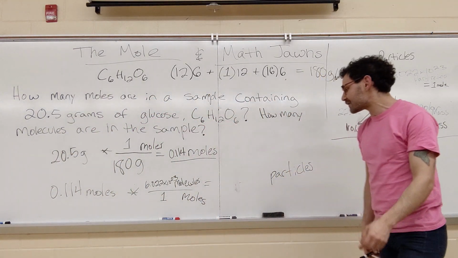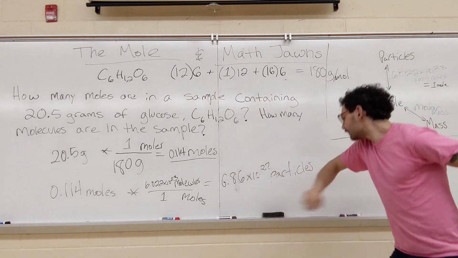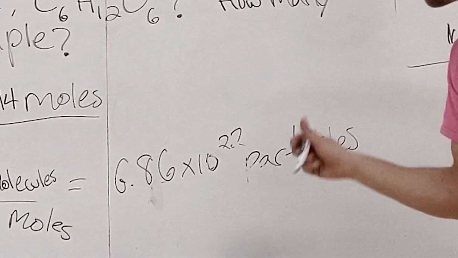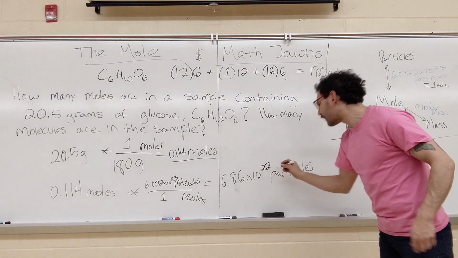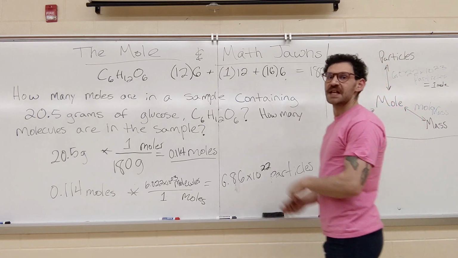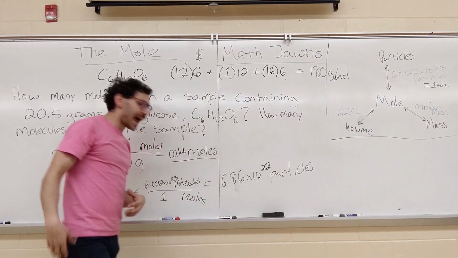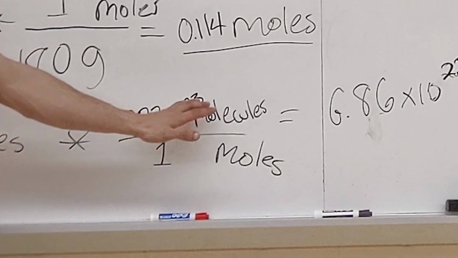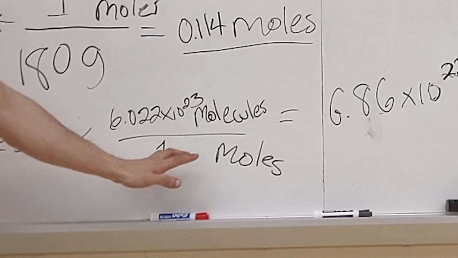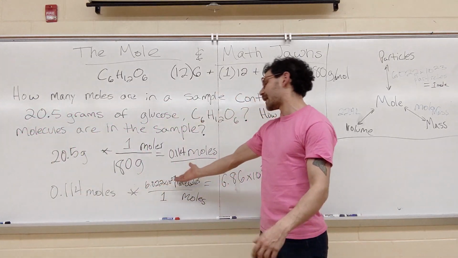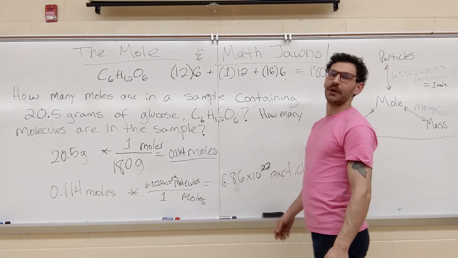Let's see, can a magical math fairy help me out? Thank you. Well, it comes out to 6.86 times 10 to the 22nd particles. I did my maths. How did I do that? Well, I multiplied the number I wanted to convert by the information in the numerator and then divided by what was in the denominator. So I just took this 0.114 and multiplied it by Avogadro's number, 6.022 times 10 to the 23rd.